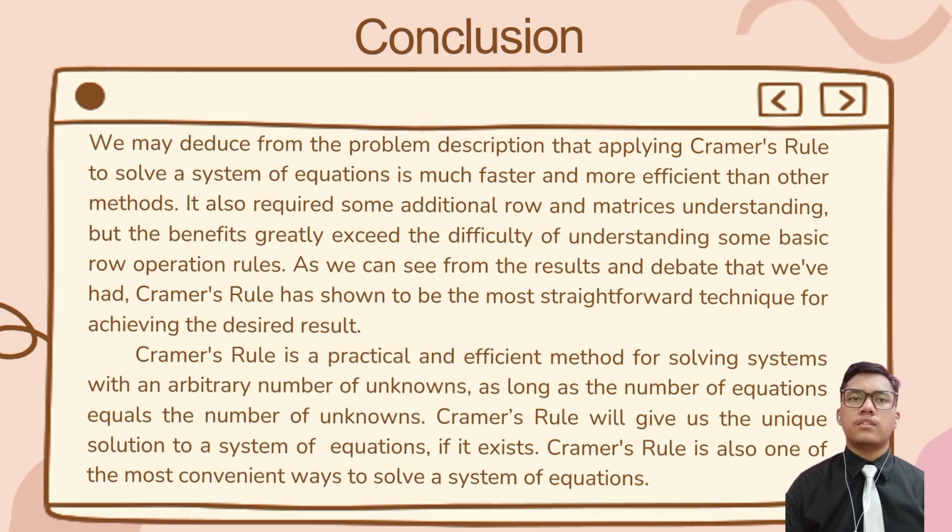Cramer's rule is a practical and efficient method for solving a system with an arbitrary number of unknowns, as long as the number of equations equals the number of unknowns. Cramer's rule will give us the unique solution to a system of equations, if it exists. Cramer's rule is also one of the most convenient ways to solve a system of equations.